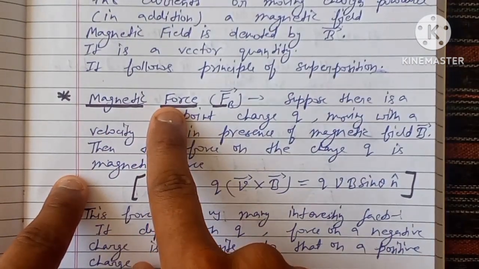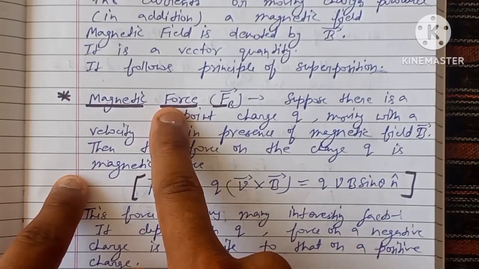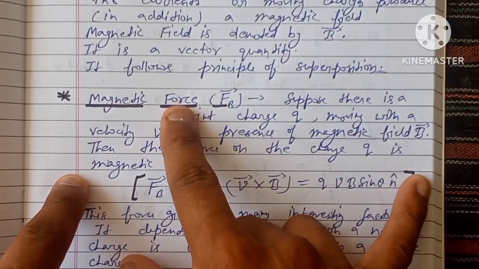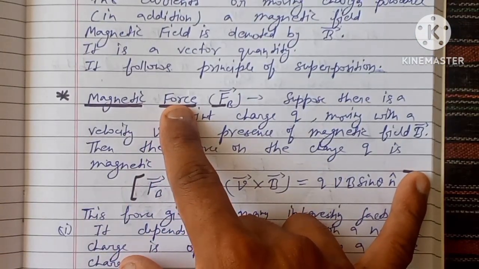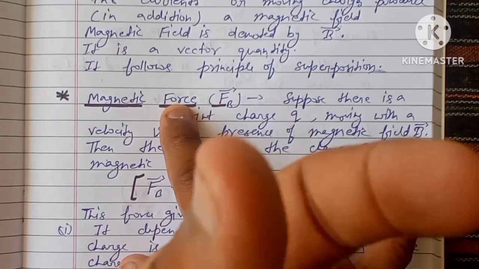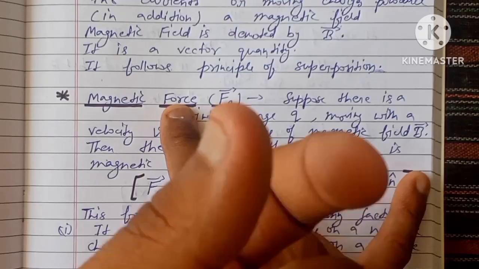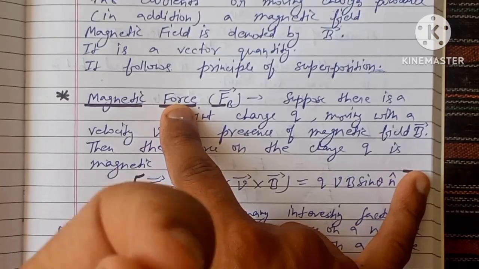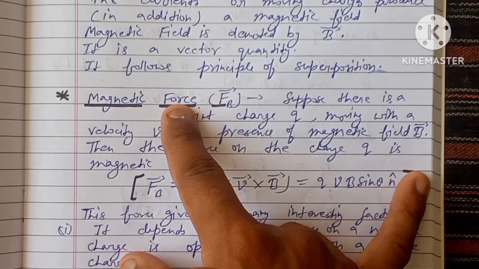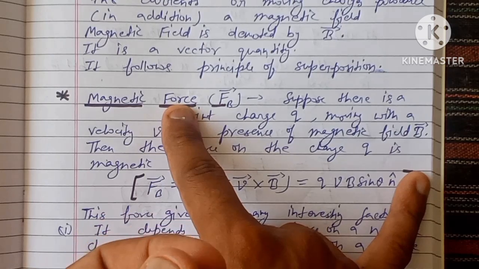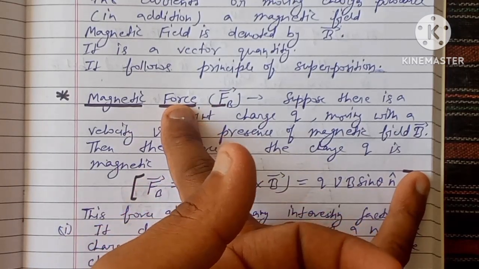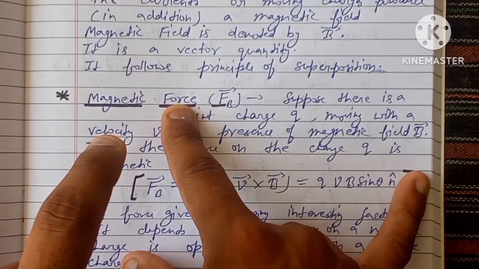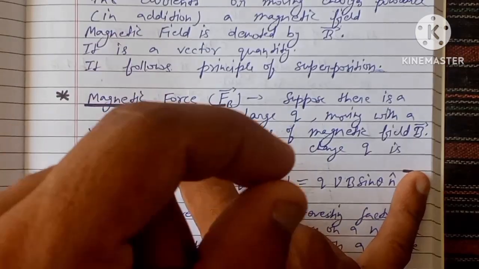Same as the electric field exerts a force on stationary charges or moving charges, the magnetic field also exerts a force on moving charges. Here the term moving charges is important. If a charge is not moving, then the magnetic field will not exert a force on a static charge. The magnetic field exerts force only on moving charges, but the electric field exerts force whether the charge is moving or not moving, doesn't matter.